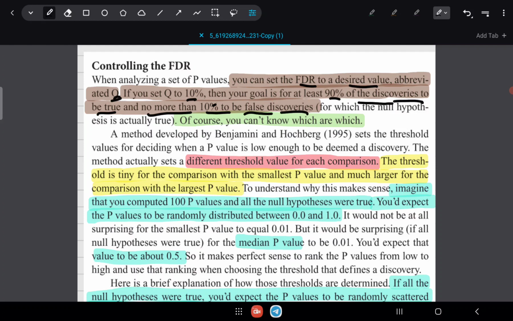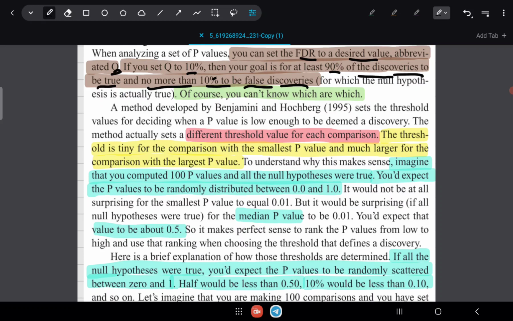It means in maximum 10% of comparisons the null hypothesis can be true in reality, and in the rest 90% of the discoveries they will be true discoveries, meaning the null hypothesis will be false in reality for those 90% of discoveries. So obviously you will never know which is which, but that is the idea of controlling the false discovery rate.